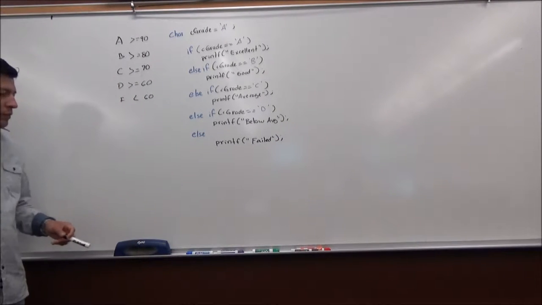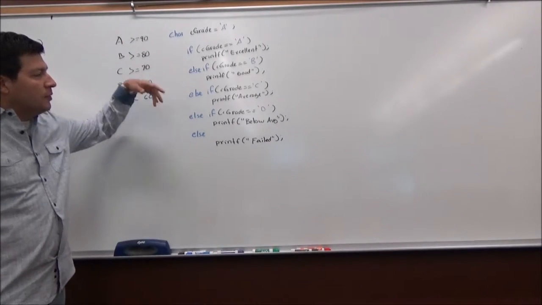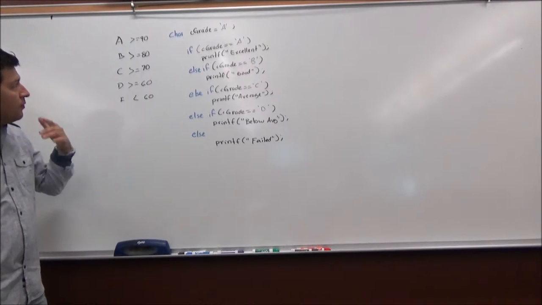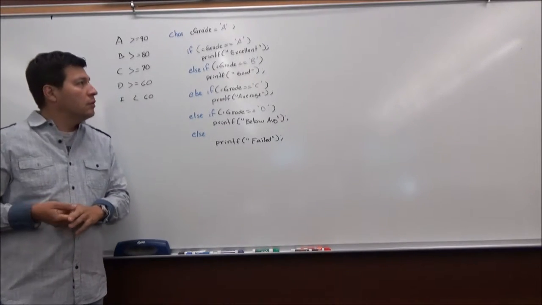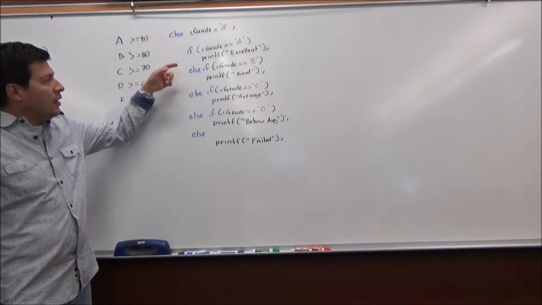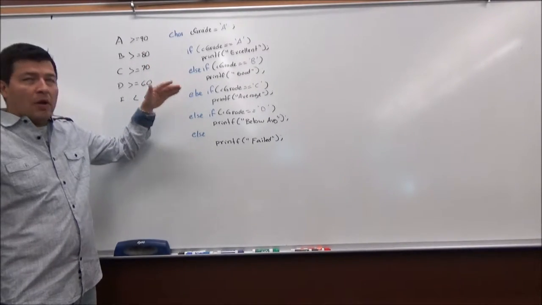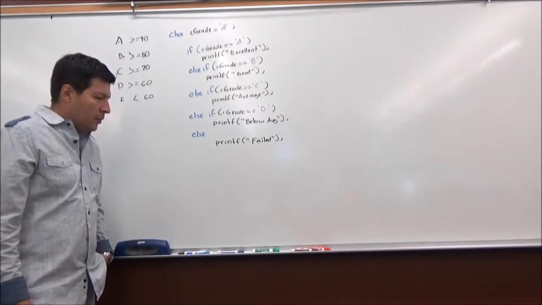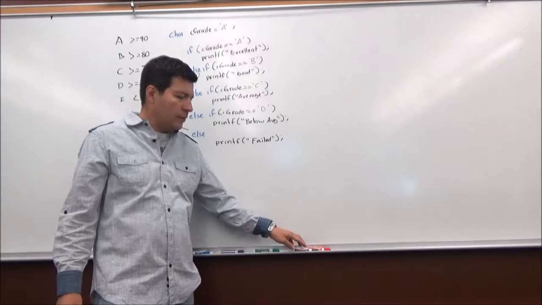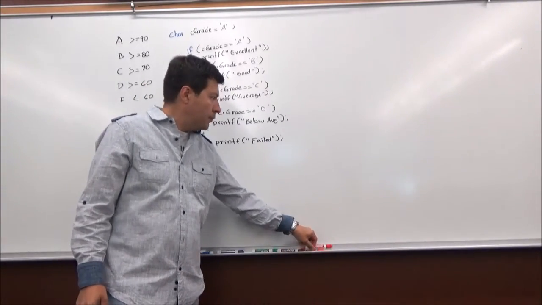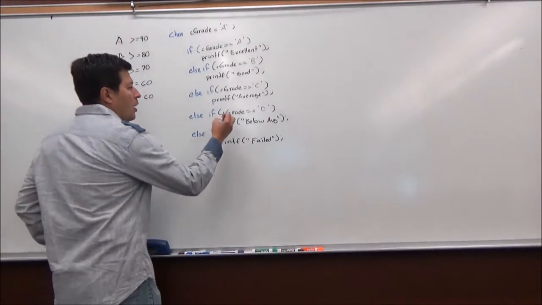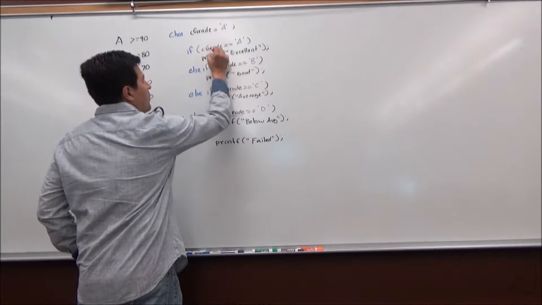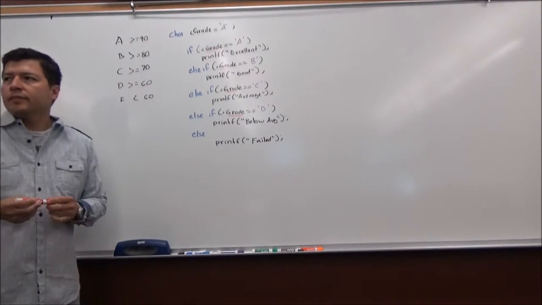So, imagine instead of 5 options, I have 100 options. That can be copy-pasting a bunch of if statements. But all the if statements have something in common. You notice I'm always testing the same variable, right?